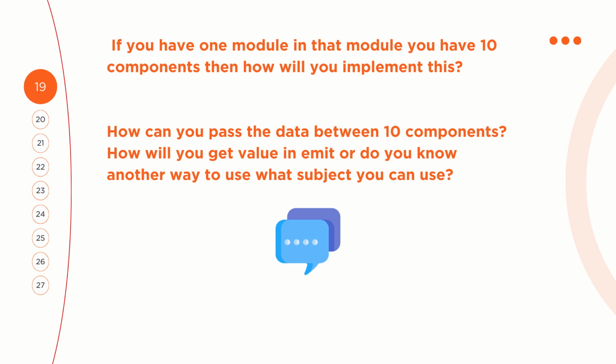In behavior subject, we always get the latest value, and we can set an initial value as well. And what about subject only? In subject, we cannot set an initial value. If we subscribe and it has data, then only it is going to execute. So this is the major difference between subject and behavior subject.